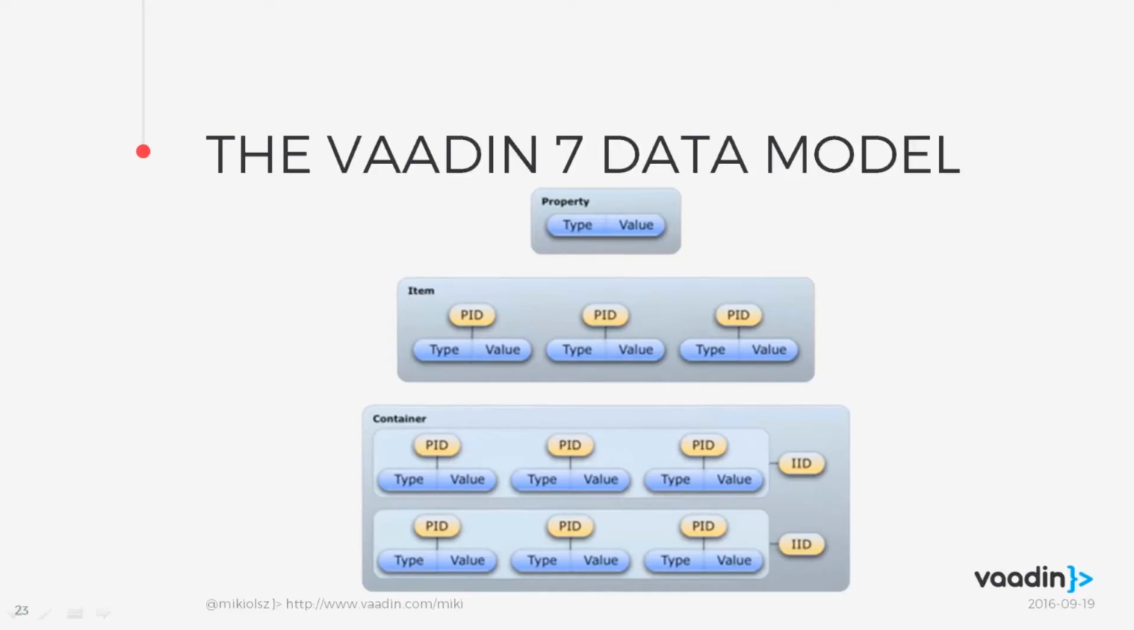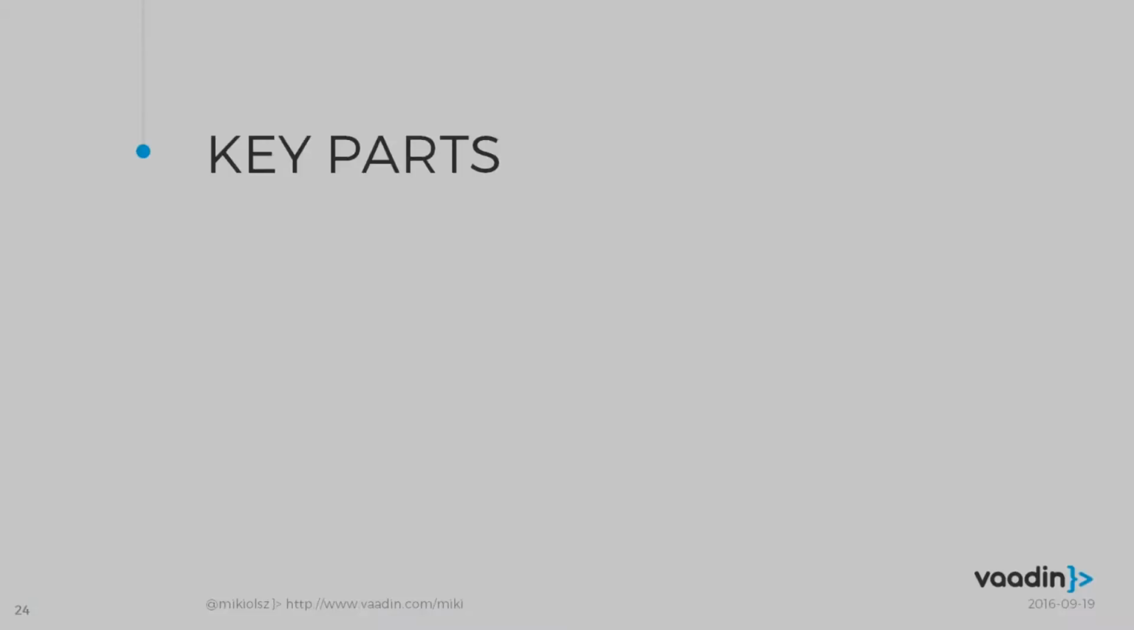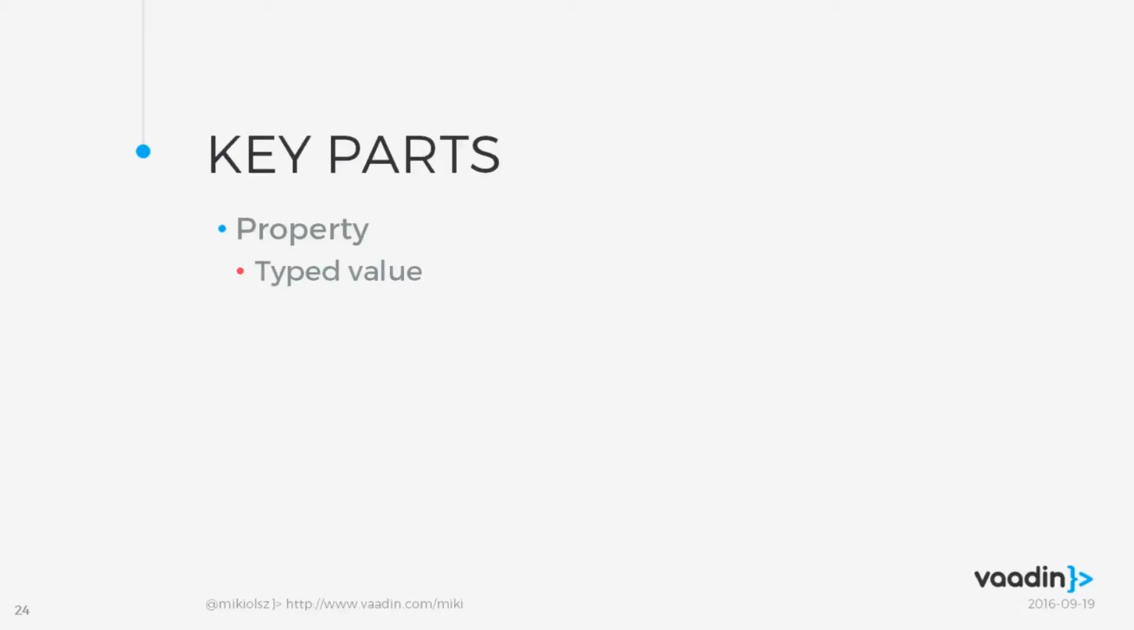This is a picture of the Vaadin 7 data model: a property, an item, and a container. 3 parts. Property is the simplest one. It's a typed value. So some object and some type of that object together, they form a property.